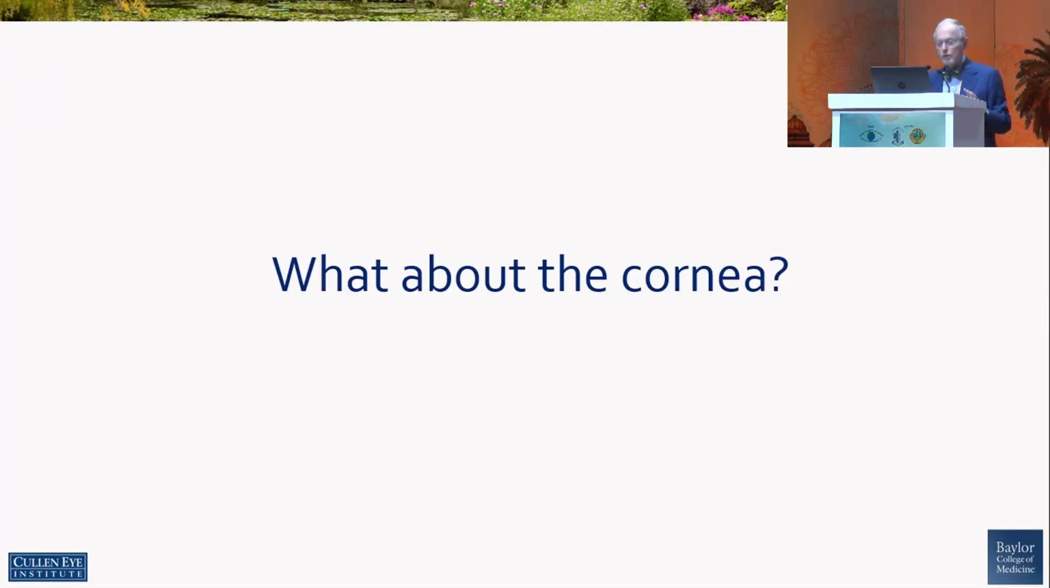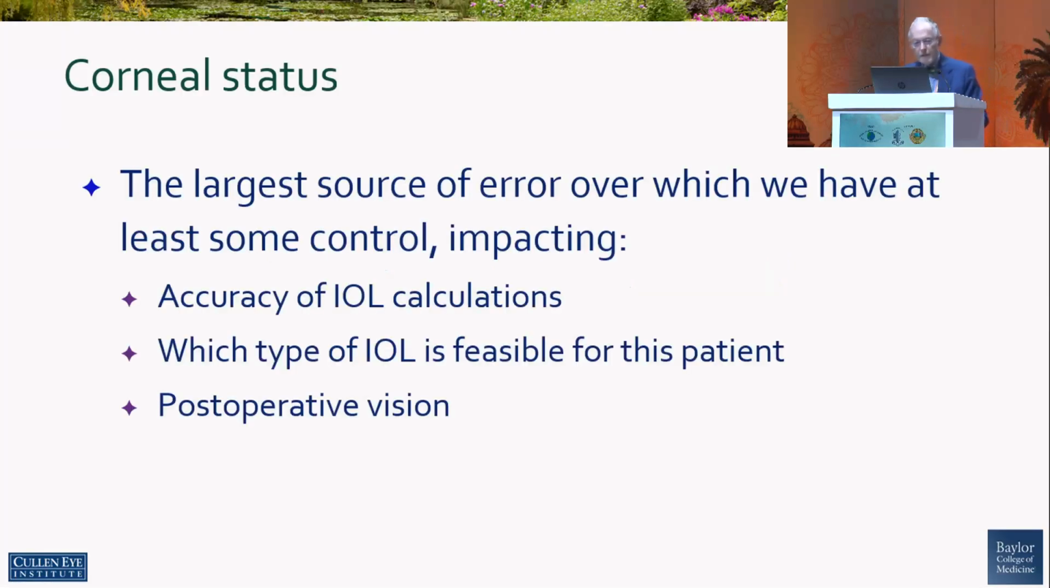Well, what about the cornea? You've heard some great talks this morning about the cornea. The cornea is the largest source of error over which we have at least some control as surgeons, as you've heard this morning. It affects the accuracy of our calculations, which kind of IOL we should be using for our patients, and what we can predict the postoperative vision to be.